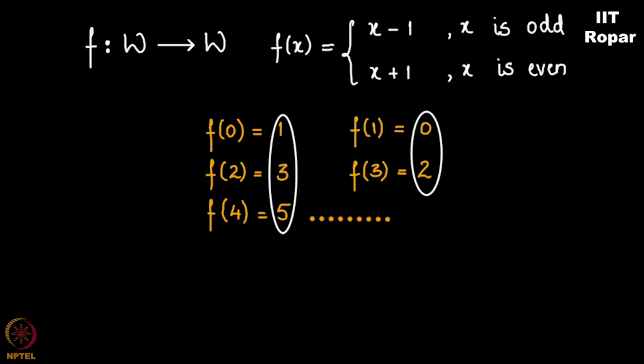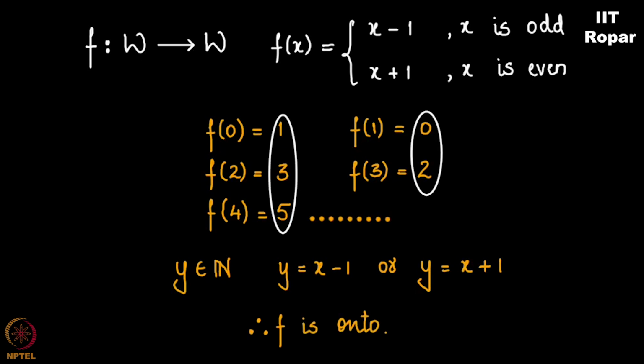Now, let us consider an element y belonging to the codomain. So, either it is x minus 1 or x plus 1, correct? Depending on what x is. So the pre-image of y is always either y plus 1 or y minus 1 and hence f is onto.